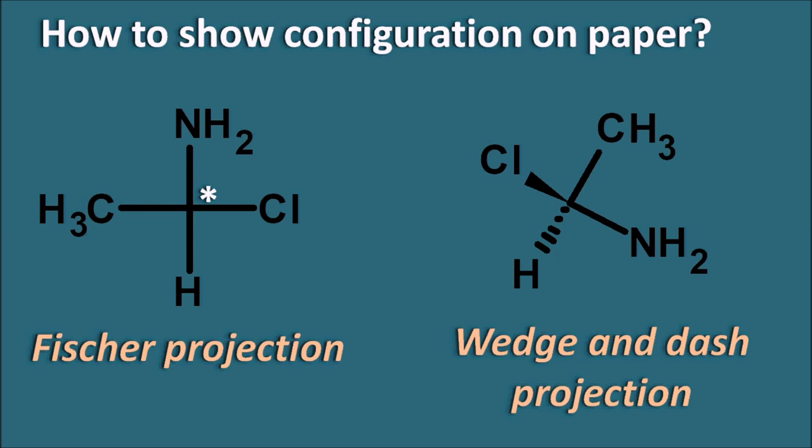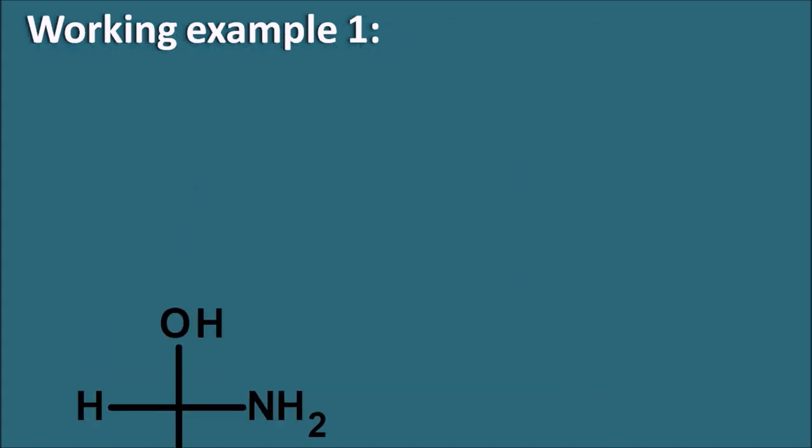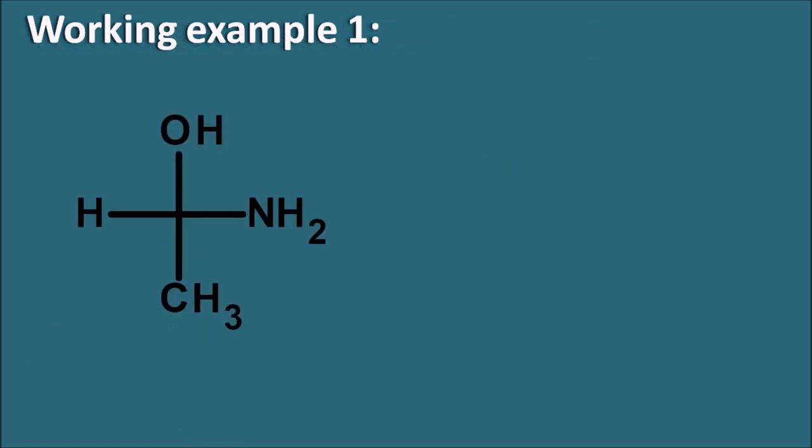So according to this projection, one of the groups is towards the viewer and another group is away from the viewer, and two other groups are within the plane. We can use either of these two projections in order to indicate the stereoactivity of the compounds. So in this video, we will see how we can assign the R&S configuration to either Fischer projection or wedge and dash line projection. So let's start with working example one. Let's start with a compound having Fischer projection.